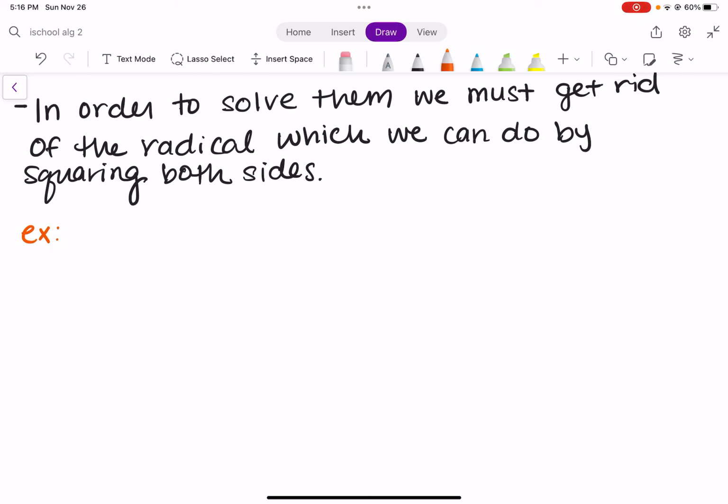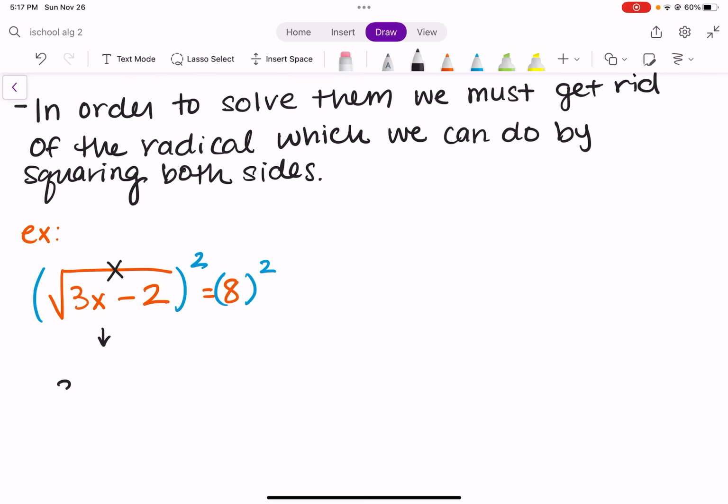So the first example is, let's say we have the square root of 3x minus 2 equals 8, okay? Now, again, I don't know how to solve this because the x is underneath the square root. So what we need to do first is get rid of it, and we can do that by squaring both sides, because the opposite of a square root is squaring. And once you square a square root, it basically cancels out the square root. So this is going to just become 3x minus 2. And then we know that 8 squared, right? That's just 8 times 8. That's 64.